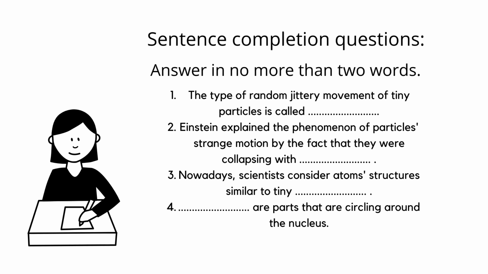Here, the key word is type of movement, and they direct us to the third paragraph. There, we can see a phrase with the same meaning. It says, this very particular type of movement was then called Brownian motion. It refers to the movement of tiny particles described in the first two paragraphs. So, the answer is Brownian motion.